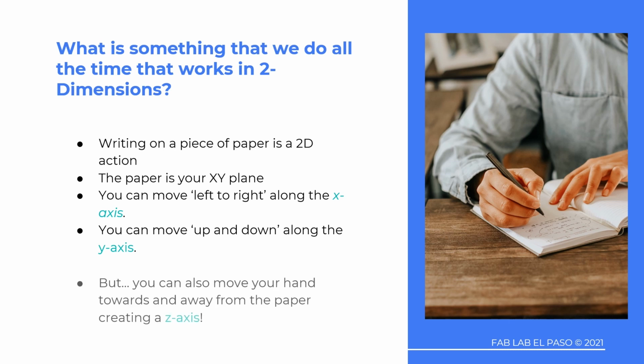But there is one additional action that we need to consider. We don't simply drag our hand across the paper as we write. We continuously pick up the pencil away from the paper and put it back down as we write. Thus, we can say that our hand is creating the Z-axis as we move towards and away from the paper.